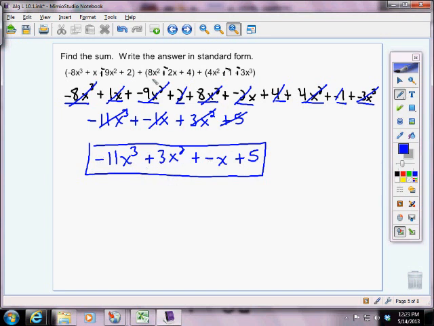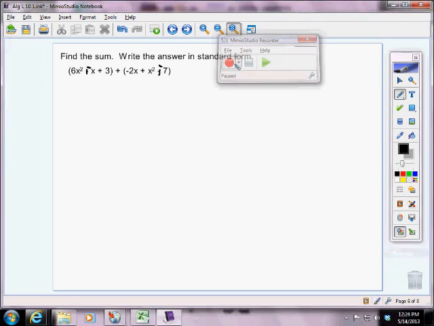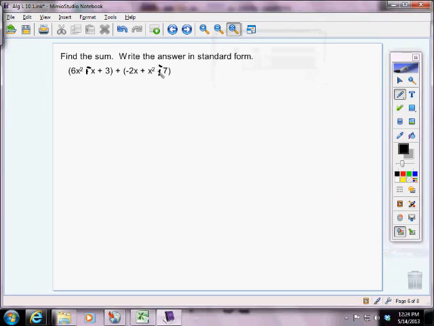Okay, so this is how we add polynomials together: change all subtraction to addition, and then combine like terms. Let's look at one more example. Same thing here. Let's go keep, change, change, and make sure that these are all addition. So now that we have those all as addition, let's go ahead and combine our like terms.